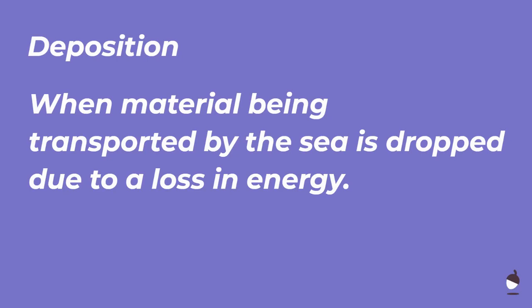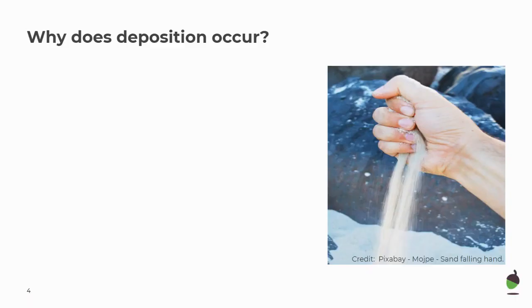If we're going to look at depositional landforms, it's really important we remind ourselves what deposition is. Deposition is when material being transported by the sea is dropped due to a loss in energy. So if you could pause the video now, I think we should write that one down to help us out through the lesson. Why does deposition occur though?